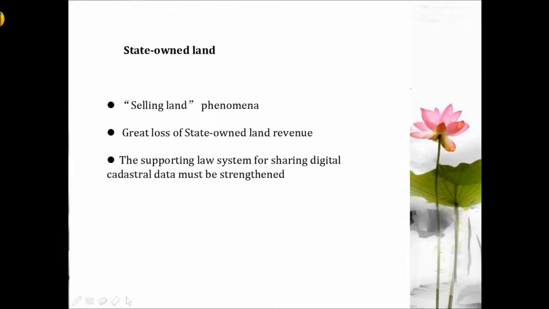Although the state-owned land belongs to the state, actually the land is managed and planned by the local government. Some governments sell the state reserved land use rights to individuals and organizations in order to increase the financial income. However, it has threatened the development of the national land policy.